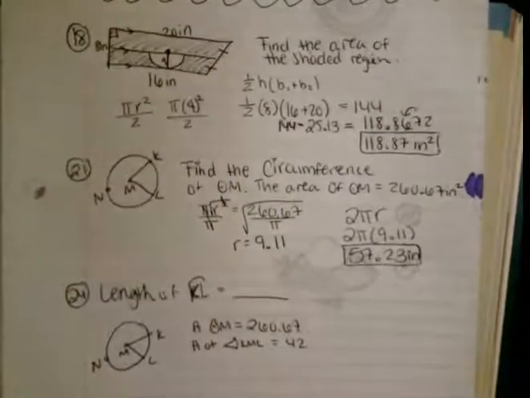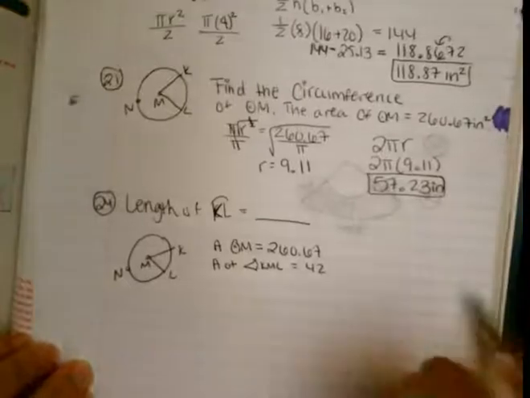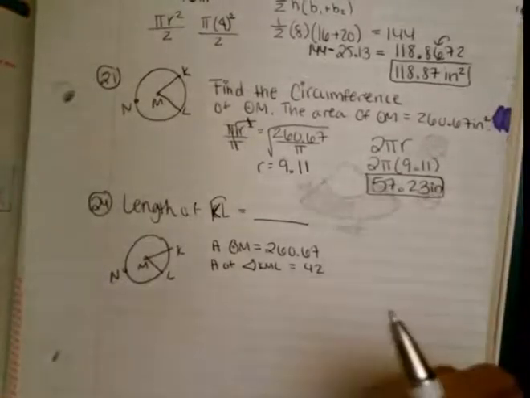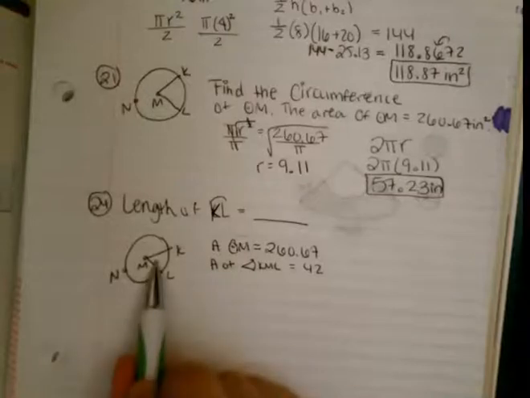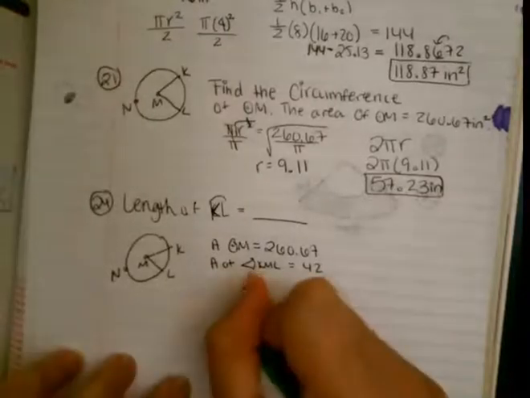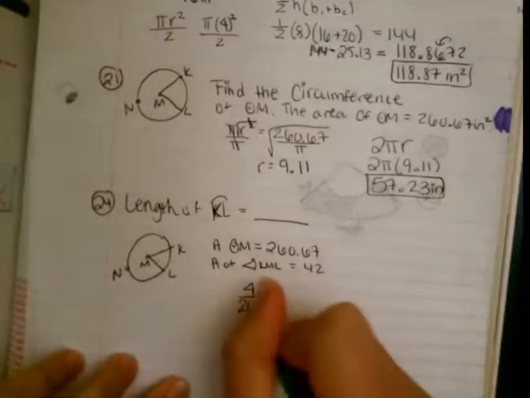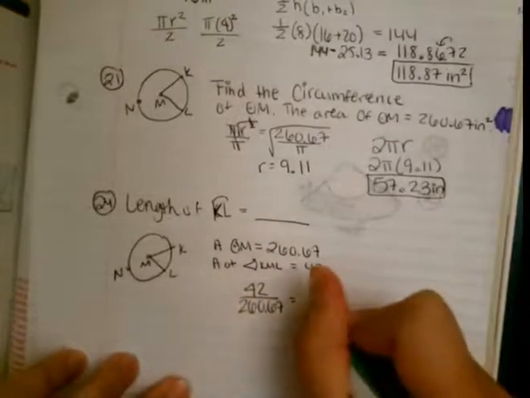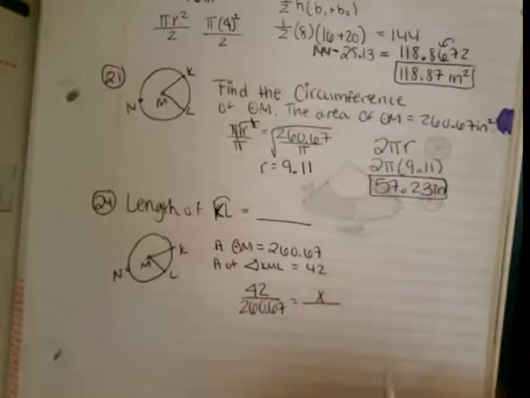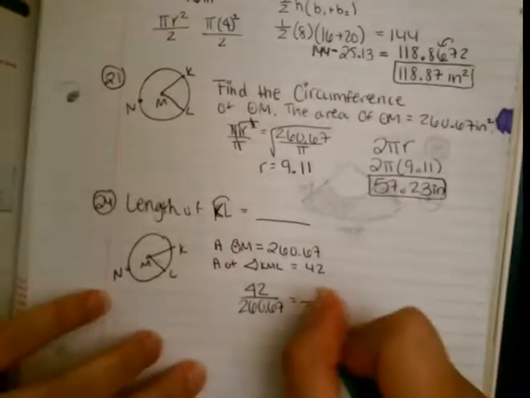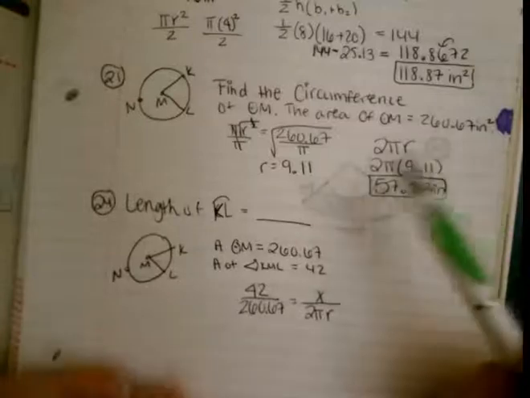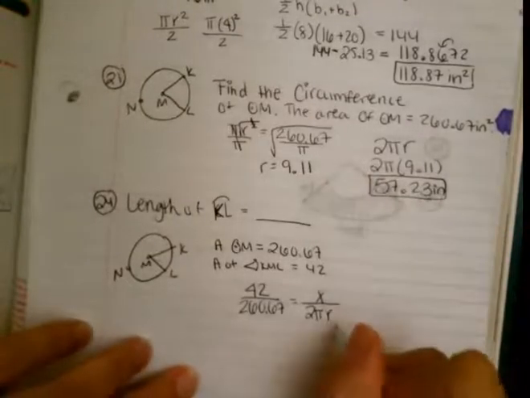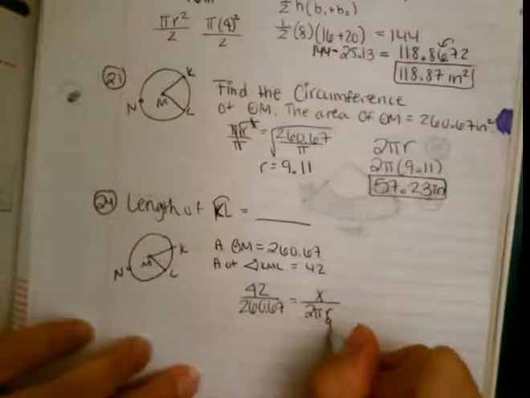Number 24 is asking for the length of arc KL. What do we know? We know that the area of the whole circle is 260.67 and the area of the sector is 42. So the area of the sector is to the area of the whole circle as the length of the arc is to the circumference of the whole circle, 2 pi r. We need to know our radius first, and we just found the radius right above as 9.11. So we're going to just plug that in here.